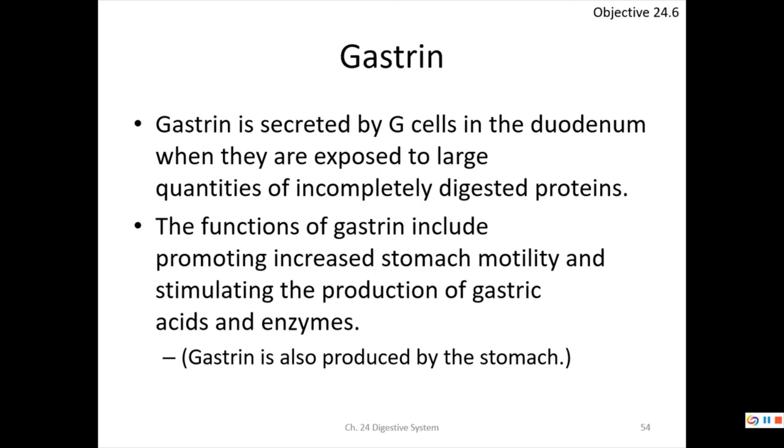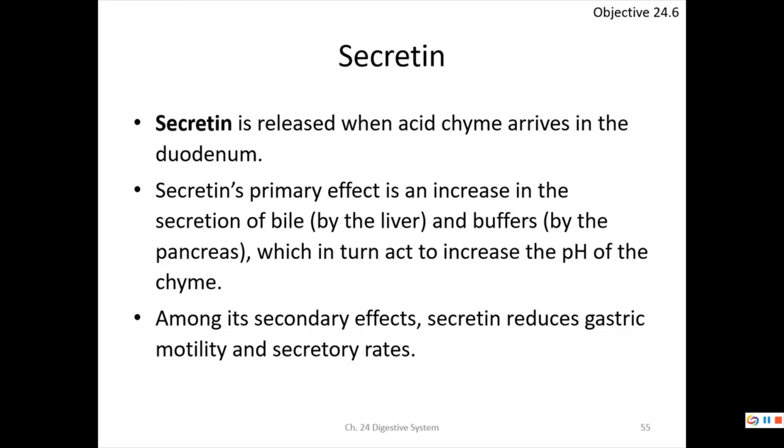Secretin is when there is acid chyme in the duodenum. Secretin, when acid chyme arrives, not just chyme, but acidic, when the chyme is now acidic, secretin is secreted to make buffers. It also increases production of bile. It increased bile production and buffers by the pancreas.